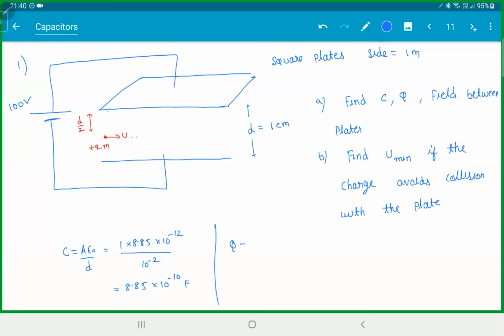Charge of the capacitor is C into V. Voltage is again 100. So 8.85 into 10 power minus 8 coulombs. Field between the plates is nothing but potential difference by distance, which is 100 by 1 centimeter, which is 10 power 4 volt per meter. Check.